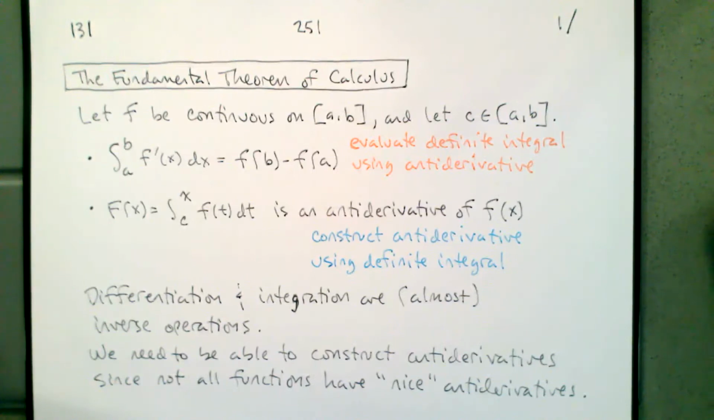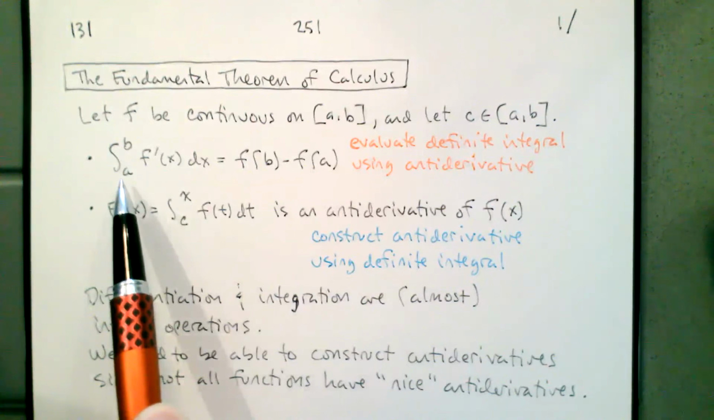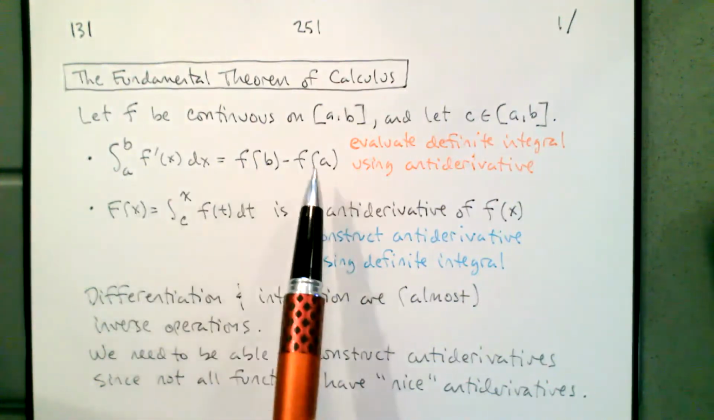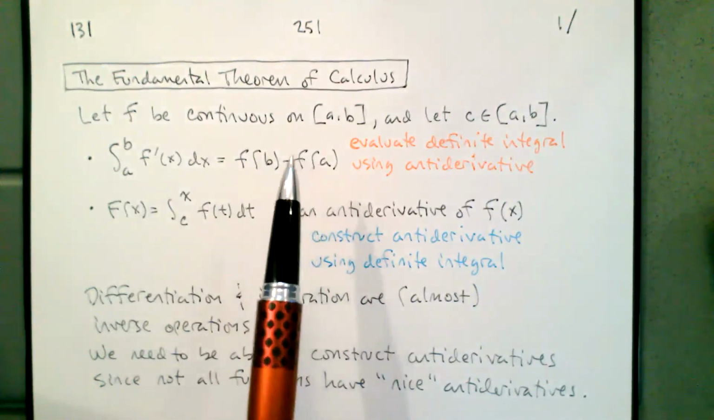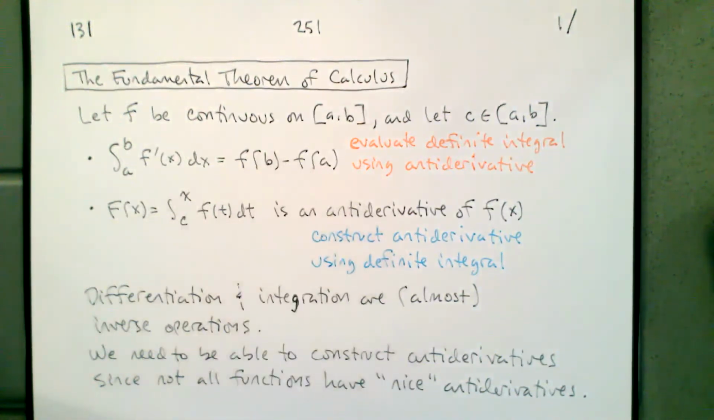So the first part of the fundamental theorem of calculus says that the definite integral from a to b of f prime of x dx is f of b minus f of a. That is, we can evaluate a definite integral using an antiderivative. We want to evaluate a definite integral, and we look at the antiderivative at the endpoints of the interval.